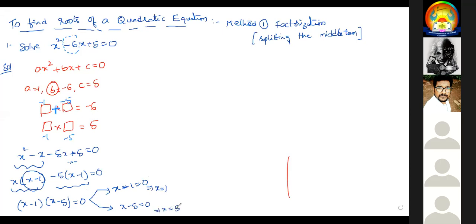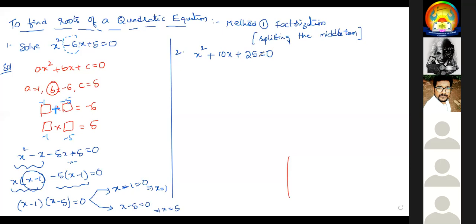Now to solve the second question. Question number 2 is x square plus 10x plus 25 is equal to 0. That's the question: x square plus 10x plus 25 is equal to 0.